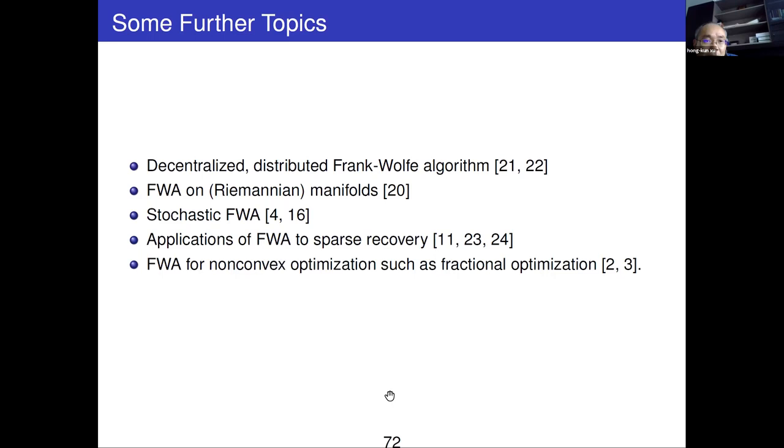Number two, FW on manifolds. Some work, not so much. Now, stochastic FWA. Now, applications of FWA to sparse recovery. More investigation of FWA for non-convex optimization, such as fractional optimization, which Min just talked about. I cited here the two works by Bart, Min, and Guoyin Li. They're quite active now in fractional optimization.